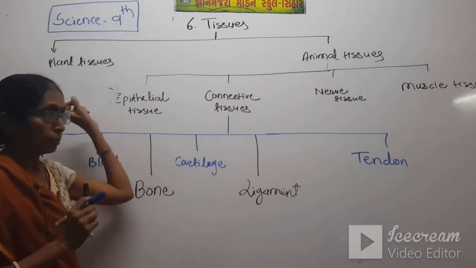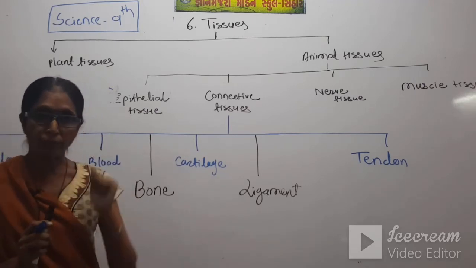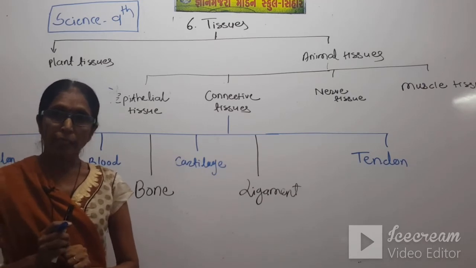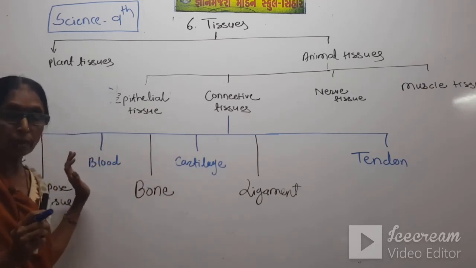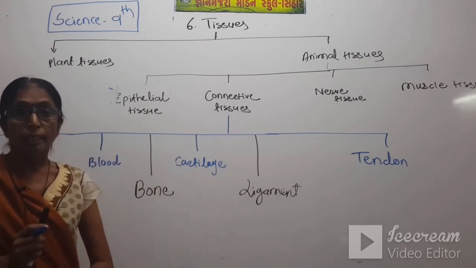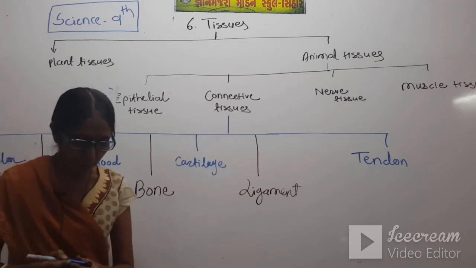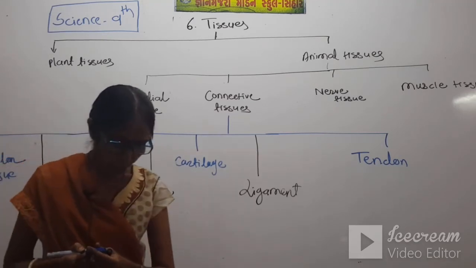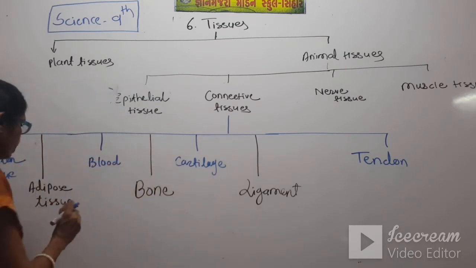Epithelial tissues, the first type of tissues, are mainly found on the surface of the body. They are surface cells, but the connective tissues are found in bones, blood, and ligaments. So we will see how they are. Number 1, this is areolar tissue. They are found in skin and muscles.